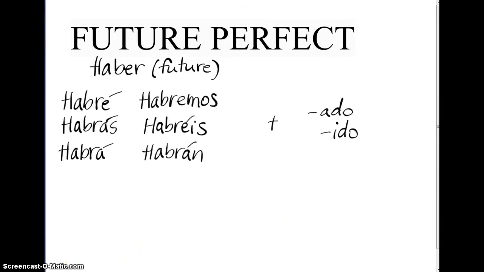Okay, so future perfect is going to seem pretty straightforward and easy to you, I hope. We use haber in the future tense as our helping verb. So that will be habré, habrás, habrá, habremos, habréis, habrán, followed by the past participle. Same irregulars, same accent ones as you were using last chapter.